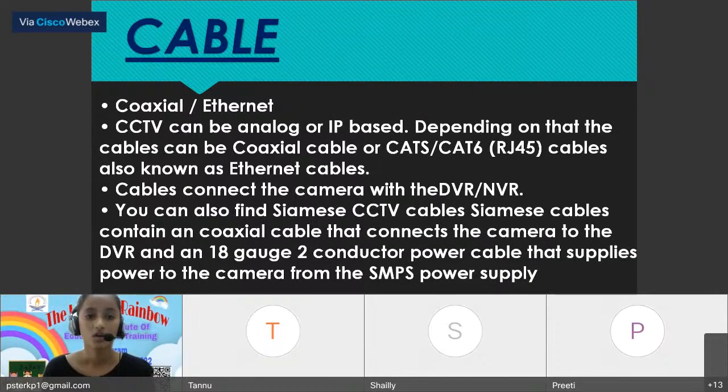Next, cable. Coaxial or Ethernet. CCTV can be analog or IP based. Depending on that, the cables can be coaxial cable or CATs, CAT6, RJ45. These cables are also known as Ethernet cables. Cables connect the camera with the DVR or NVR. You can also find Siamese CCTV cables. Siamese cables contain a coaxial cable that connects the camera to the DVR and an 18 gauge two conductor power cable that supplies power to the camera from the SMPS power supply.